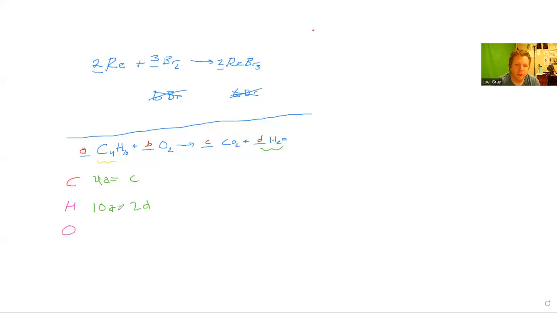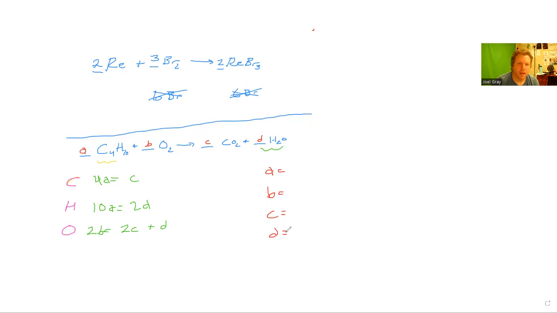Now, next up is going to be molecule B, where I have my oxygen. I've got 2 of them. So I'm going to say 2B, and I'm going to set that equal to the place where I see oxygen, that is in molecule C. So 2C plus D. So those are all my equations. I need to figure out the values for A, B, C, and D.